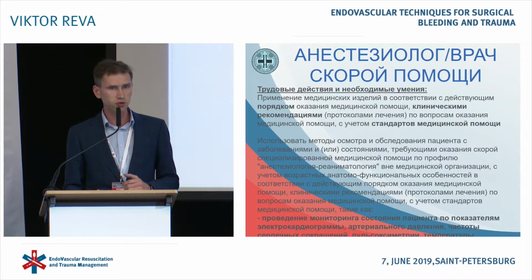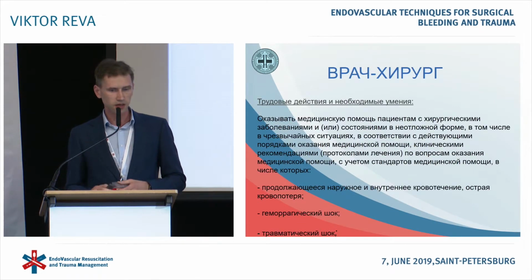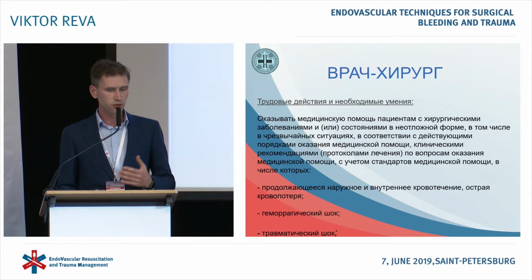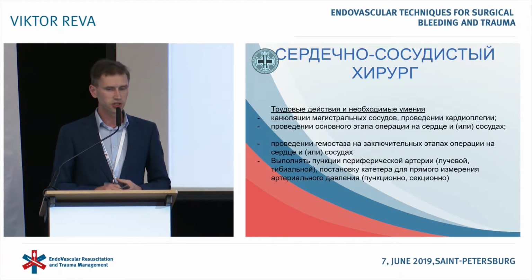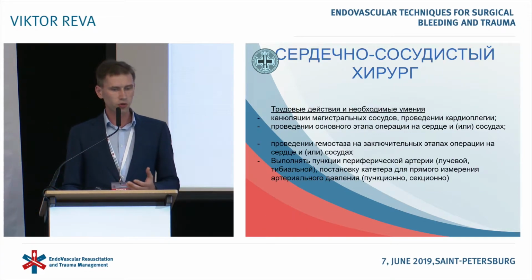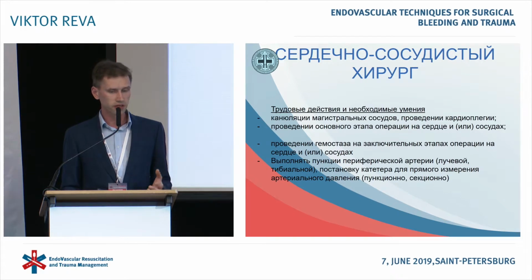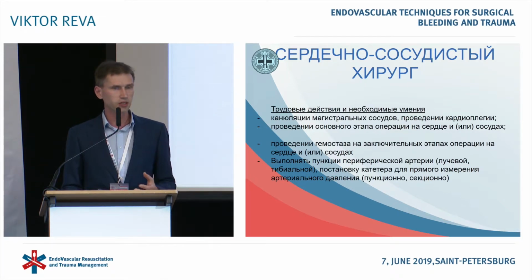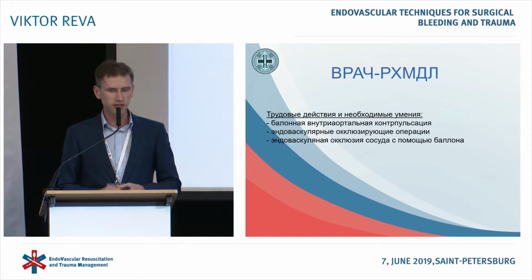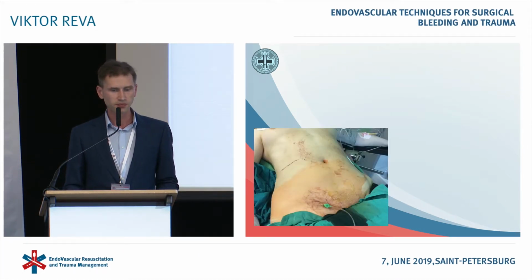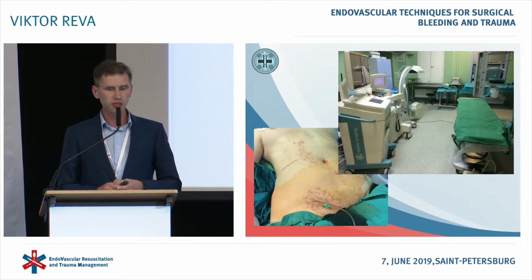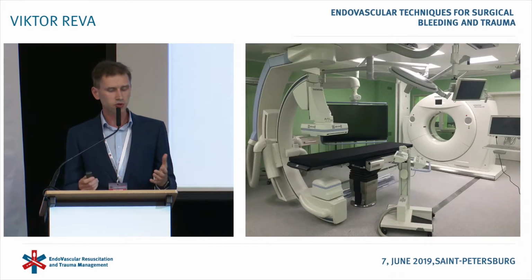Maybe they need invasive blood pressure, and they can use the catheter installed into the artery. For the surgeon, it's even more difficult. Bleeding is stated here, but for the cardiovascular surgeon, it is written that they can cannulate main vessels and directly measure blood pressure. And radiological surgeon can carry out all these procedures.